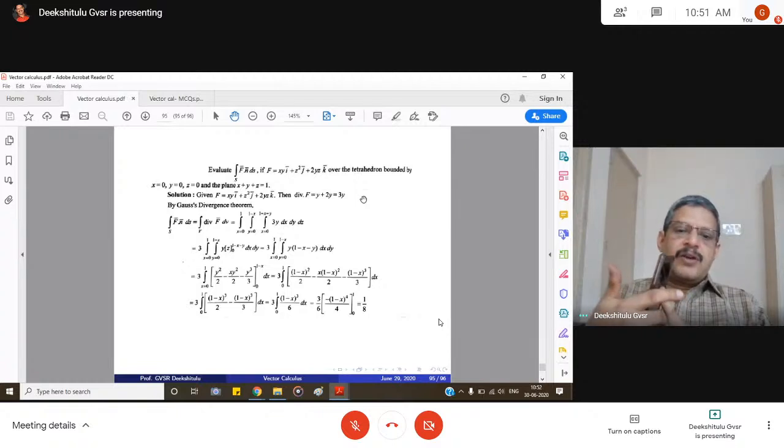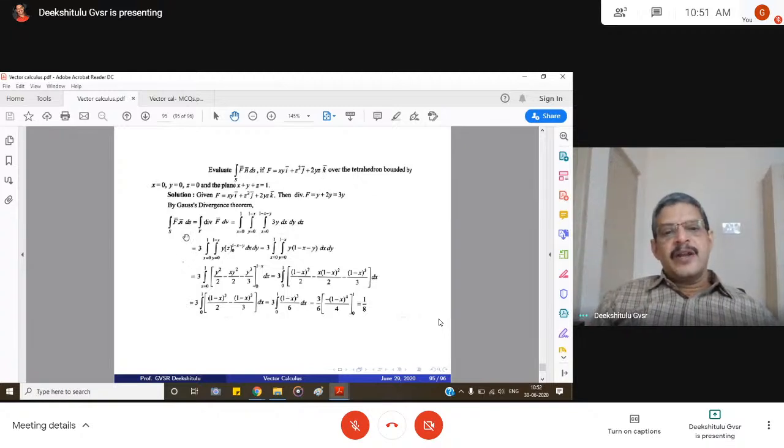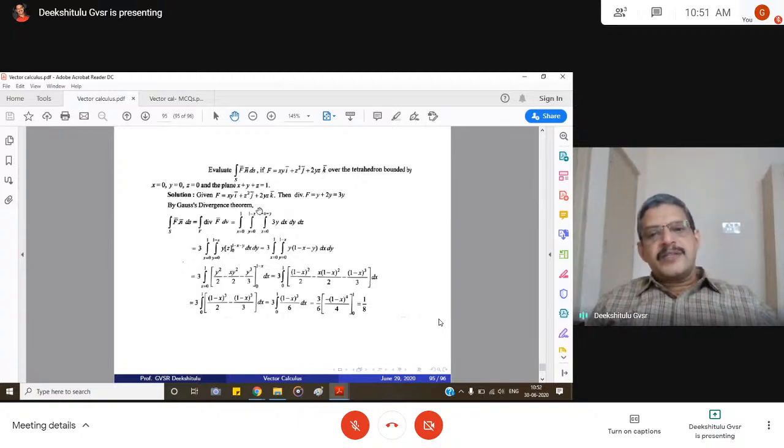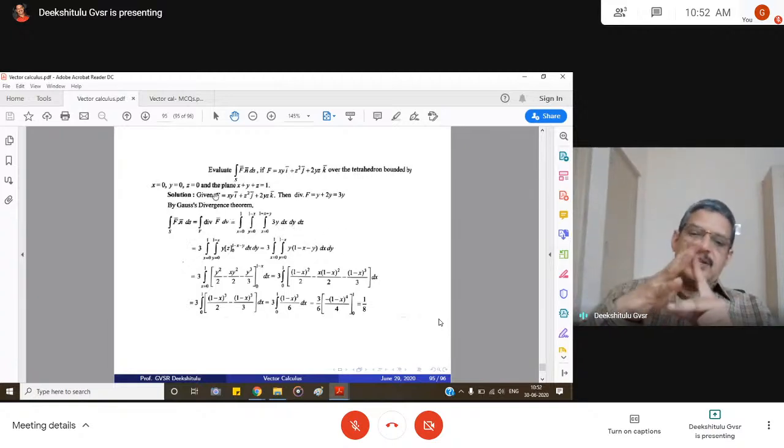In this region, you have to find the triple integral. So F is given. Div F is dou F1 by dou x, that means y. Dou F2 by dou y: there is no y term here, so it becomes 0. Dou F3 by dou z is 2y. So y plus 2y is 3y. So F dot n dS becomes the triple integral of div F, which is 3y dx dy dz, because this is the region now.